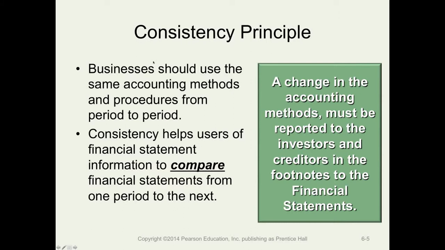So, to summarize here, businesses should use the same accounting method period to period. Consistency, as I said, helps compare financial statements from one period to the next for the same company, but it also helps if we know the methods that companies use within the industry. We can compare different companies. And changes in accounting methods, although permitted when justified, must be reported in the footnotes to the financial statements, and that leads us to full disclosure.